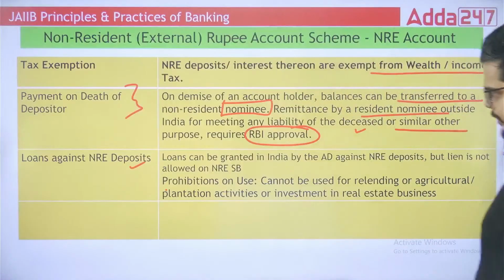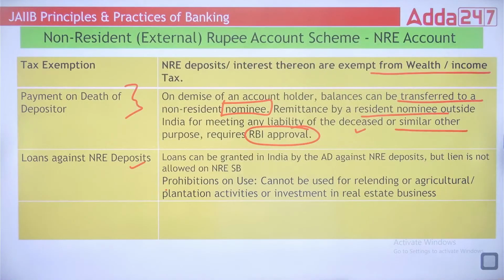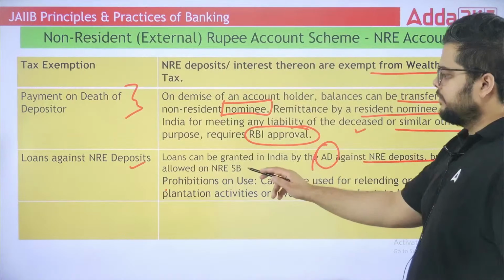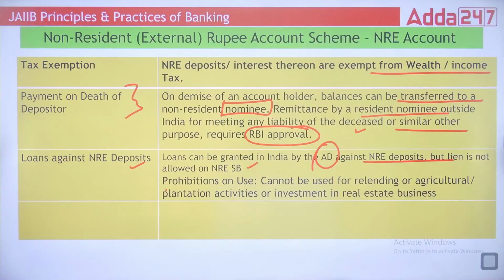Loans against the NRI deposits. The loans can be granted in India by the AD against the NRI deposits, but lien is not allowed on an NRI savings bank account. So lien is not allowed, that you must remember.